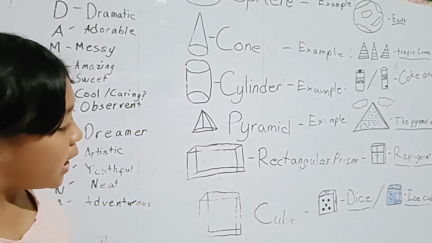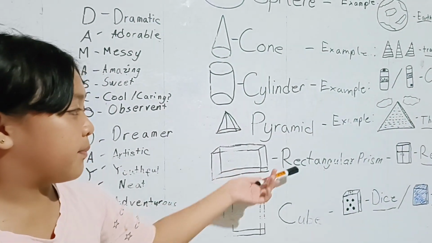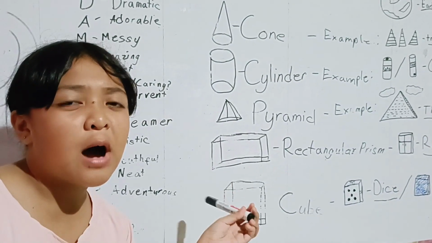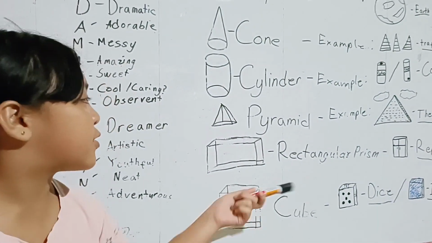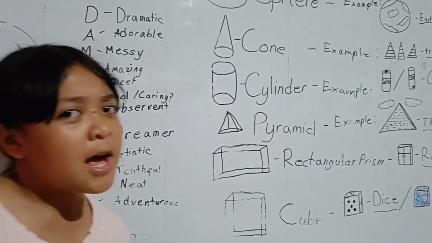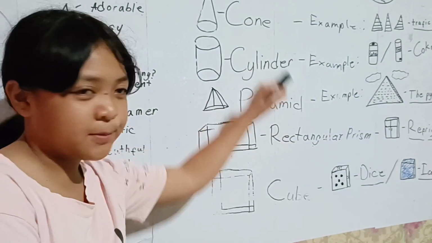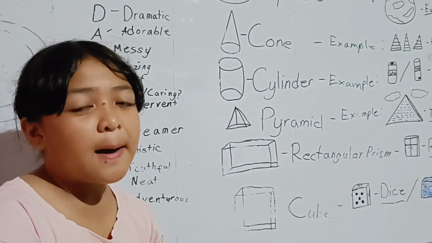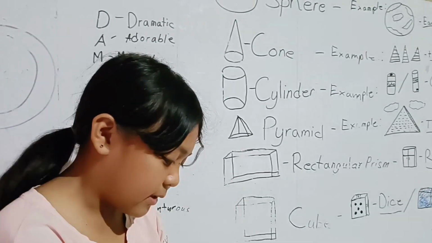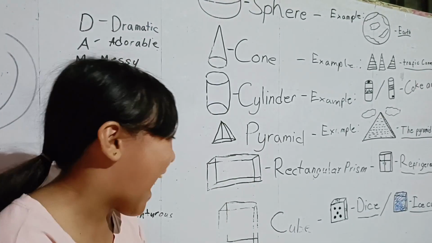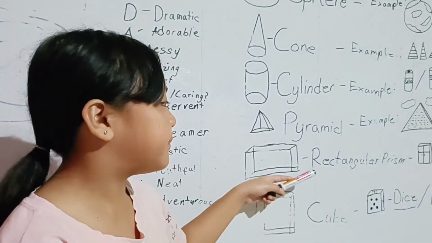Another solid figure we have is the rectangular prism. I can't draw a perfect 3D figure, that's why it has little crumbles on it, because it's not a perfect line. Anyways, rectangular prism.